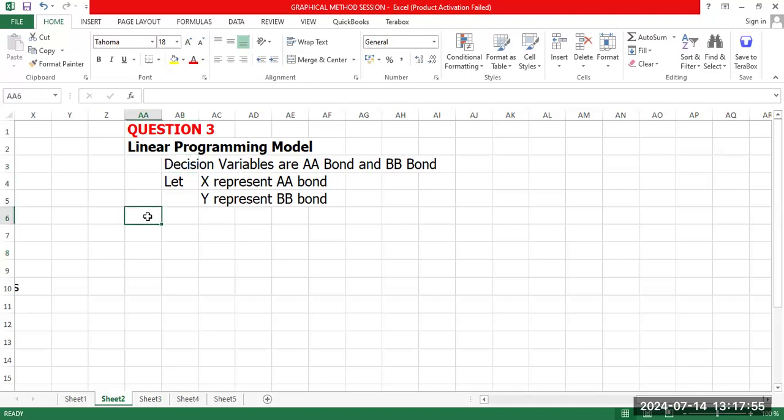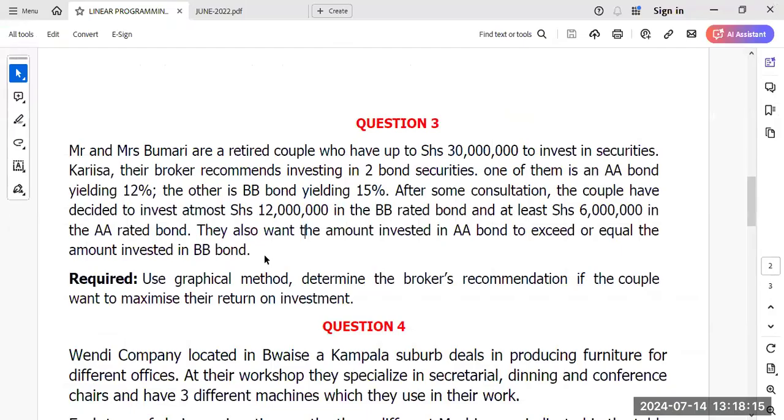Now, number 2, objective function. Is it to minimize cost or to maximize? Who can formulate? This is where the challenge was. Who can formulate the information? There is no error. Who can try?